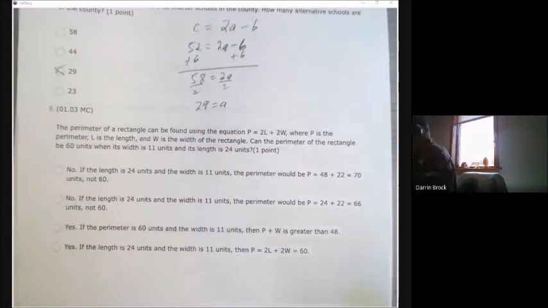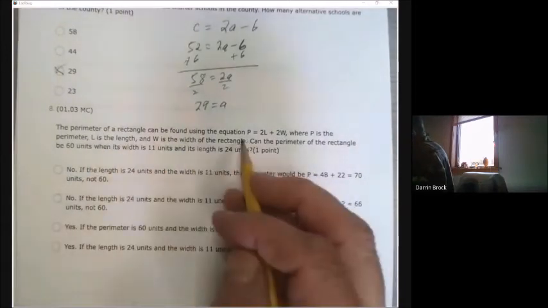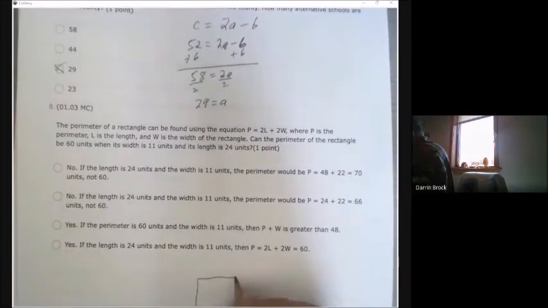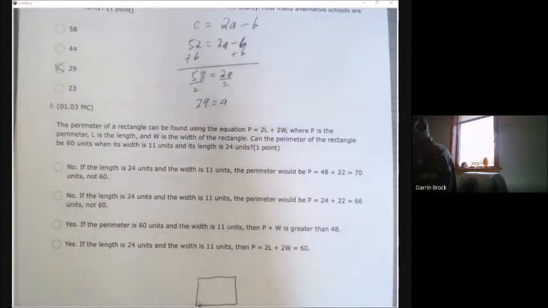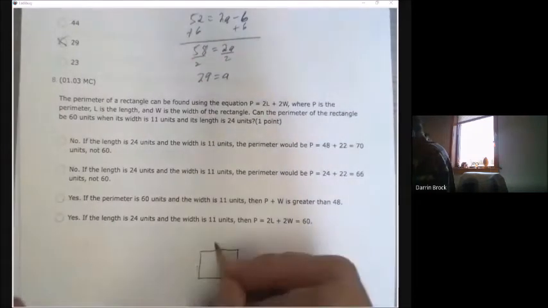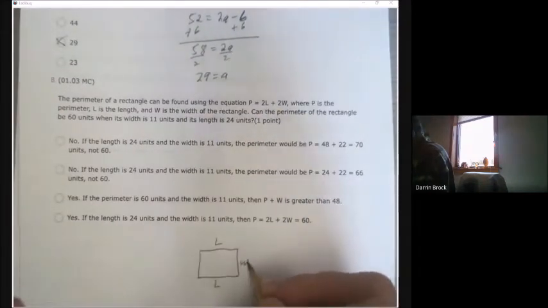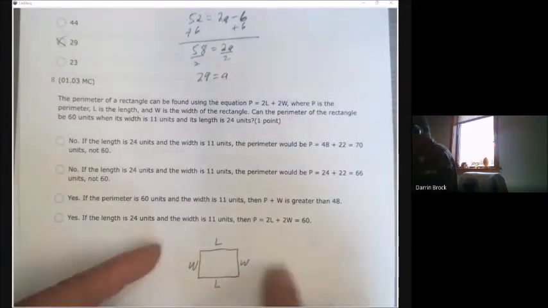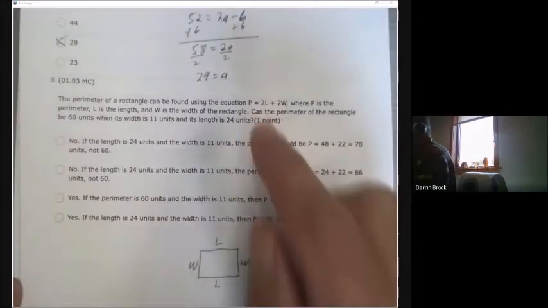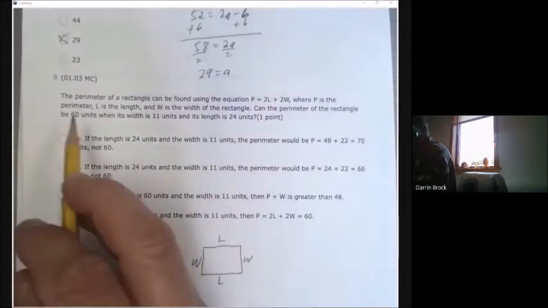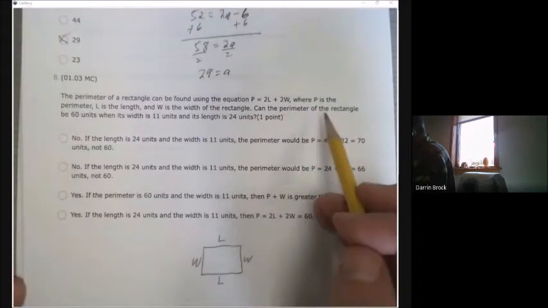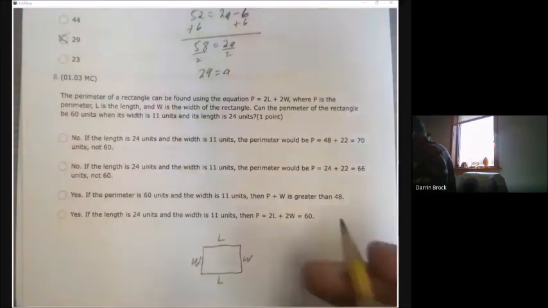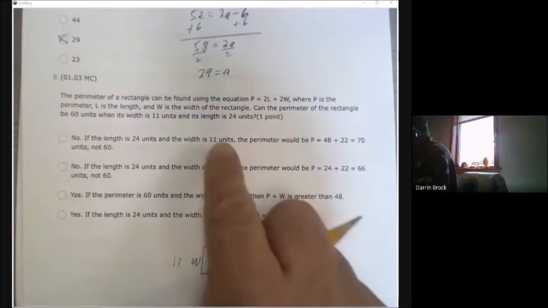Okay, perimeter. The perimeter of a rectangle can be found using the equation: the perimeter is twice the length plus twice the width. Well, we know a rectangle, when we talk about perimeter, that's the total distance around it. The length and the length and the width and the width. So 2 times the length, because there's 2 of them, 2 times the width. And if we add all those together, that's going to give us our total perimeter. So P is the perimeter, L is the length, W is the width. Can the perimeter of a rectangle be 60 units when its width is 11 and the length is 24?